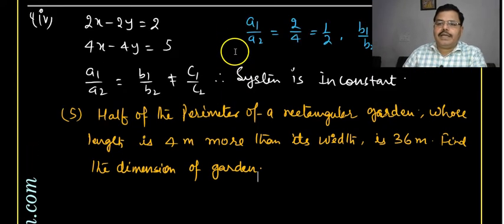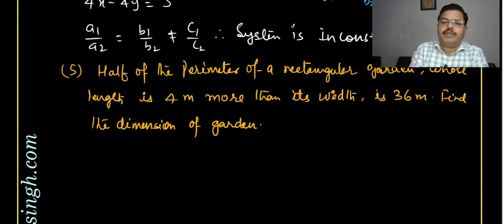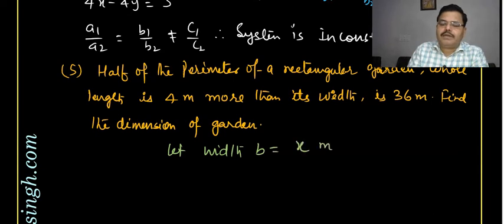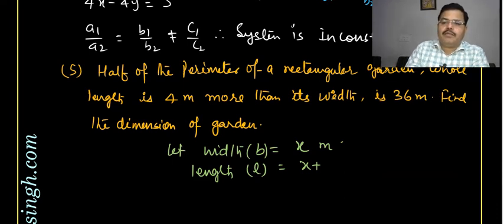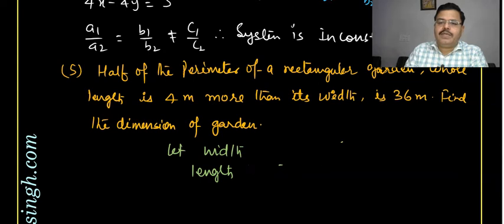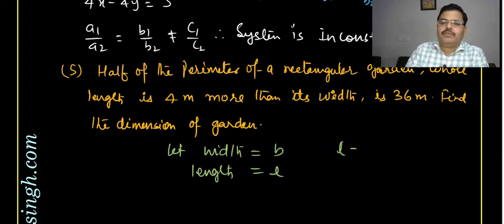So you can write here that length is 4 meter more than width. So we can assume it. Let width be b and length be l. According to the question, it is given that length is 4 meter more than width. So length minus width is equal to 4 meter, l minus b is 4 meter.